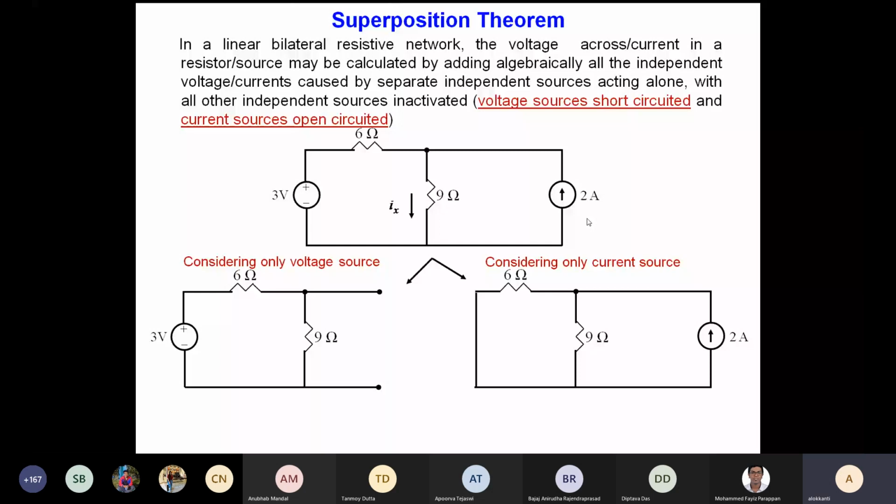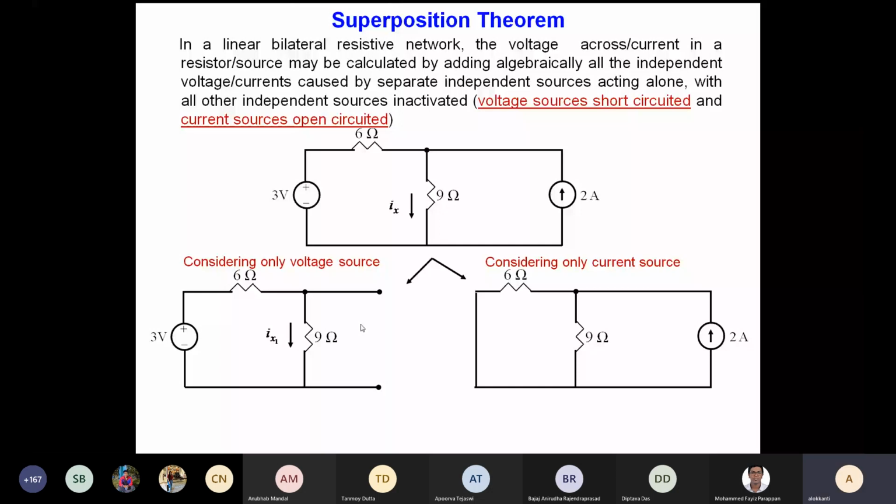So in these conditions, our main problem was: what is the current through the 9 ohm resistance? This Ix. Now this Ix will be contributed by both the voltage source as well as the current source. Since there are two sources, both of them will be contributing to Ix. The superposition theorem states that we can find this value by considering each of the sources individually. So considering the voltage source, suppose we call the value of the current due to the voltage source Ix1.